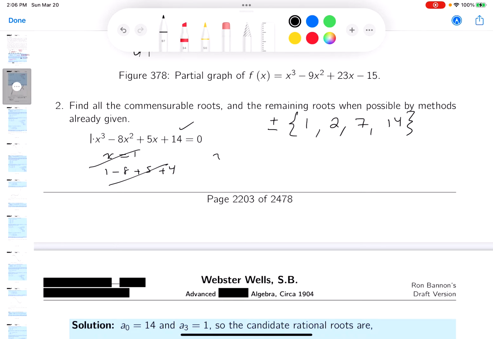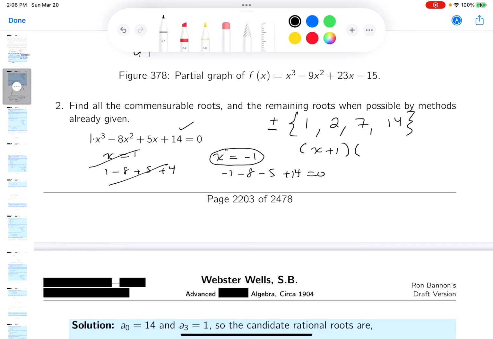Let's try another one. What's the next easy one to choose? Probably minus 1. Let's check that out. What do you get? Minus 1, minus 8, minus 5, plus 14. And does that equal 0? Well, yeah, it equals 0. So now I found a root. If I know the root, I know the factor is going to be x plus 1.